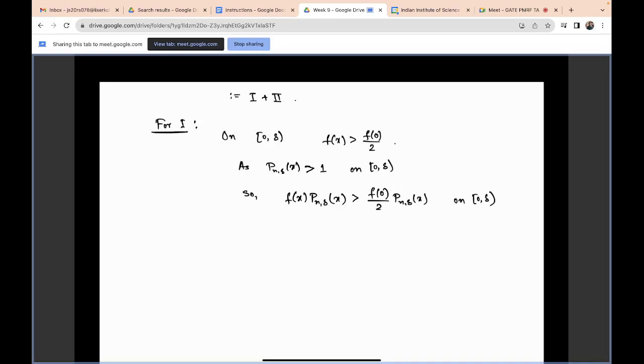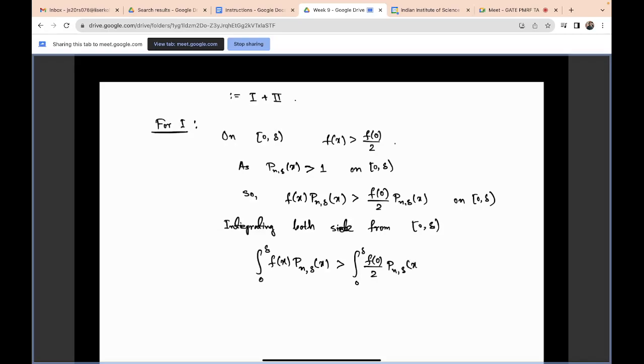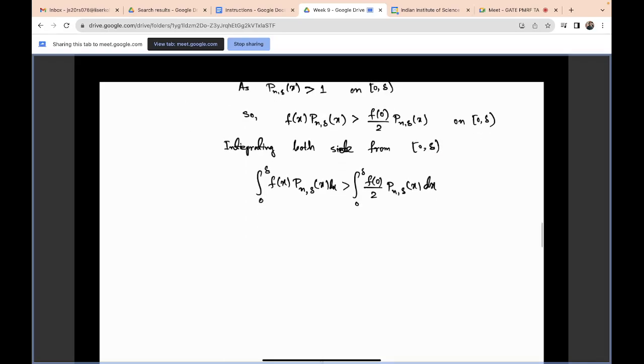So now integrate both sides. Integrating both sides from 0 to delta, what will we get? The integral from 0 to delta of f(x) P_n,delta(x) is bigger than the integral from 0 to delta of f(0) by 2 times P_n,delta of x. Right, now let's take the limit n tends to infinity.